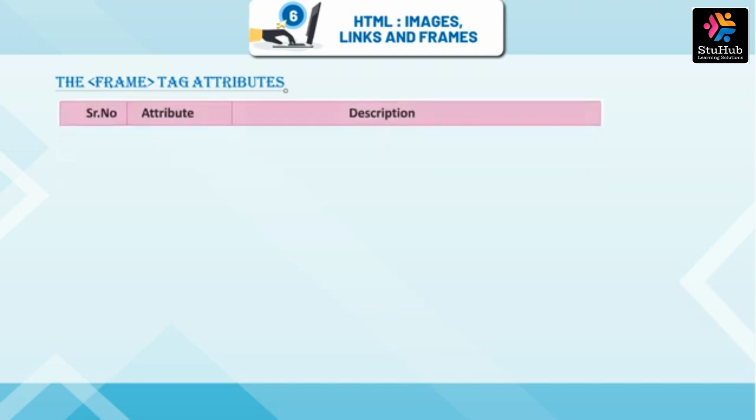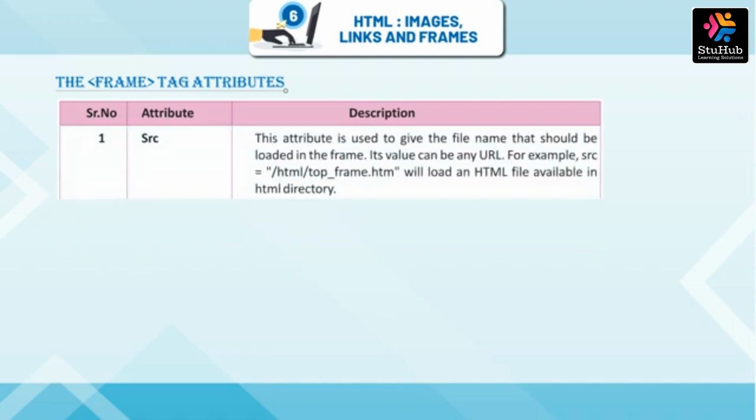Serial number, attribute, description. 1. src. This attribute is used to give the file name that should be loaded in the frame. Its value can be any URL. For example, src equal to /html/top_frame.htm will load an HTML file available in the HTML directory.